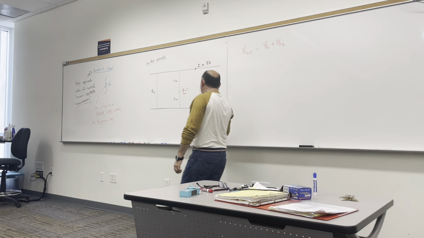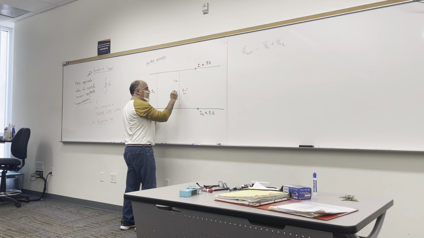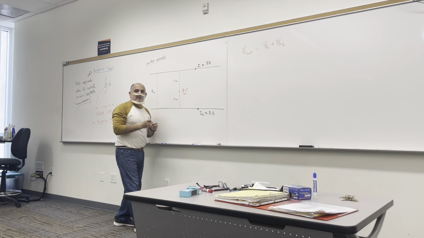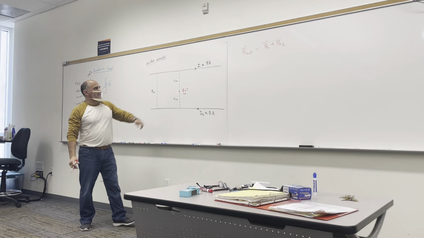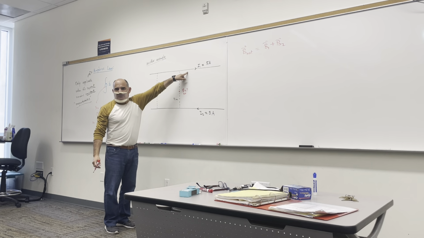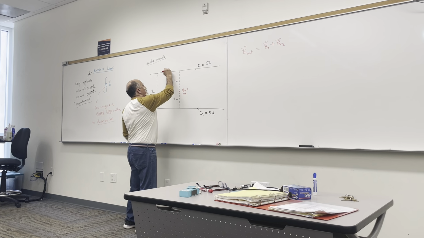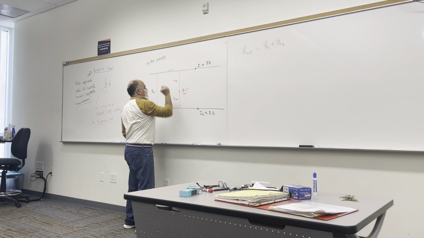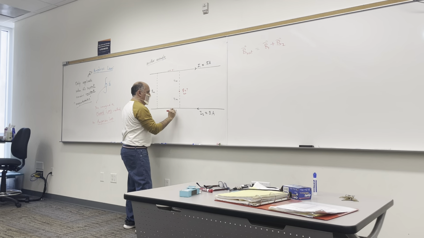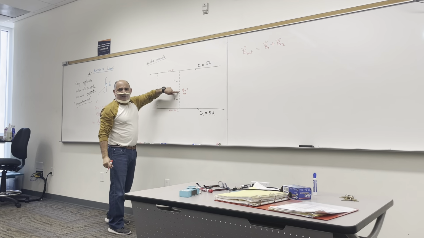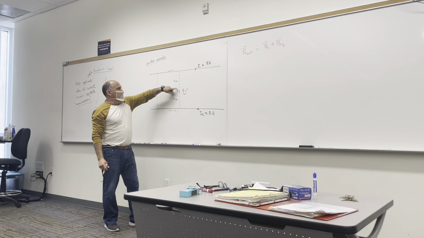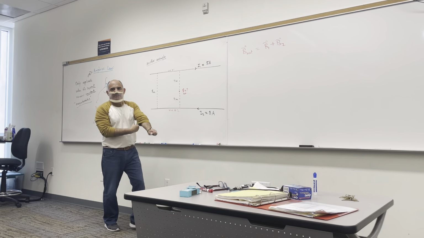Now, what is the magnetic field here generated by the current in wire number 1? Let's say this is wire number 1 and this is wire 2. So, what is the magnetic field generated over there by the current in wire number 1?